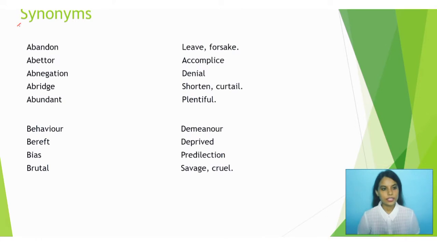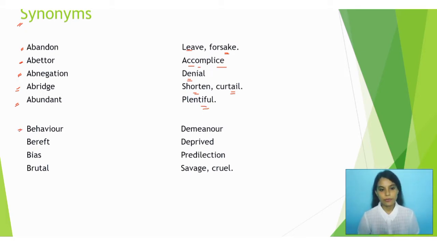Other synonyms include abandon. Abandon means to leave, okay, or to just forsake. Next is abettor. Abettor means accomplice. Then abnegation. Abnegation means denial. You're denying something. Next is abridge. Abridge means to shorten or curtail, like you're trimming the length. Abundant. Abundant means plentiful, just in the previous slide only we did.